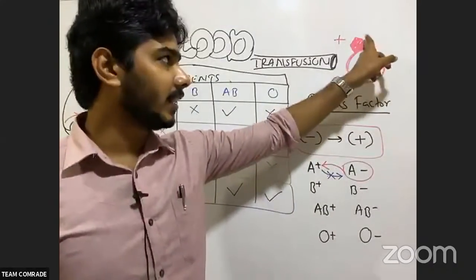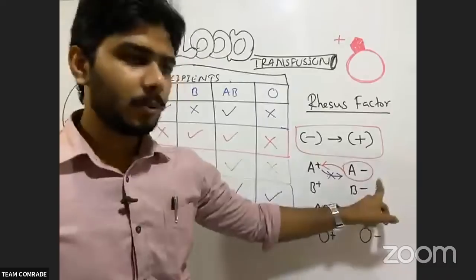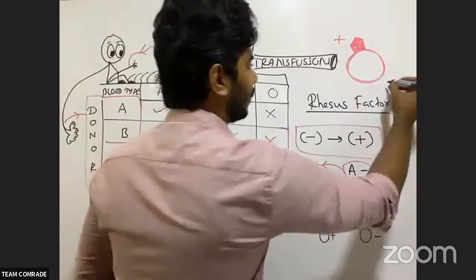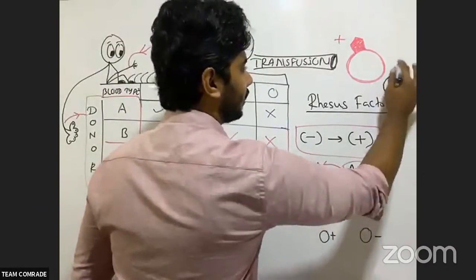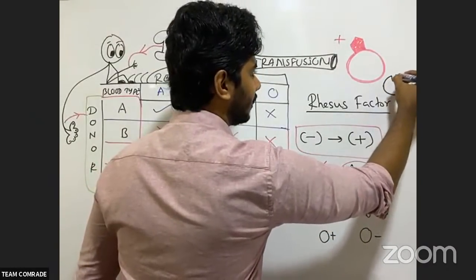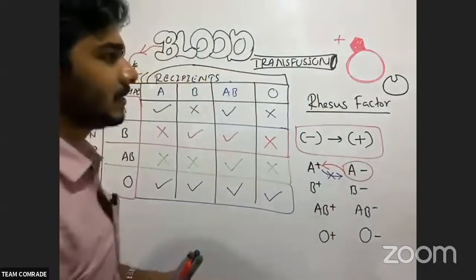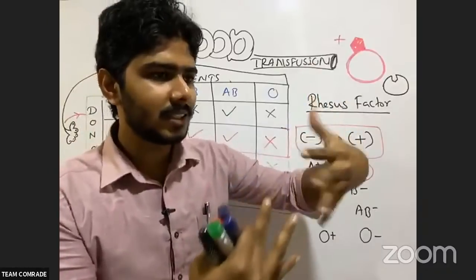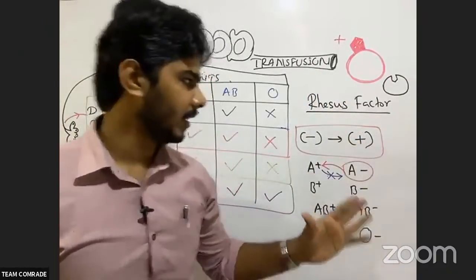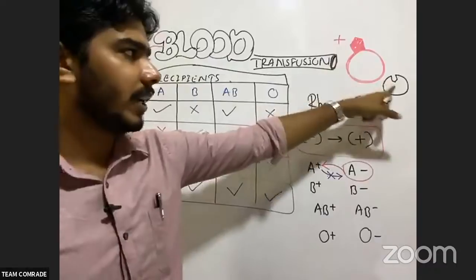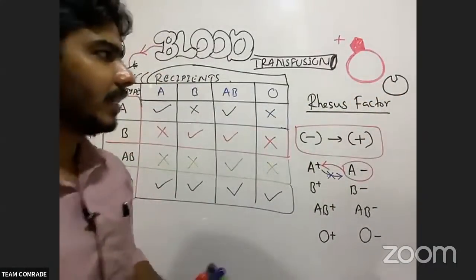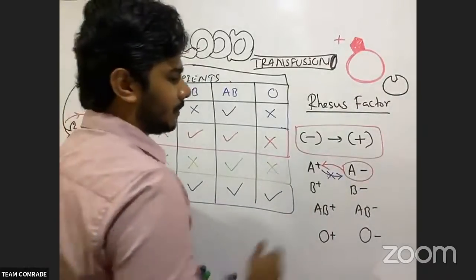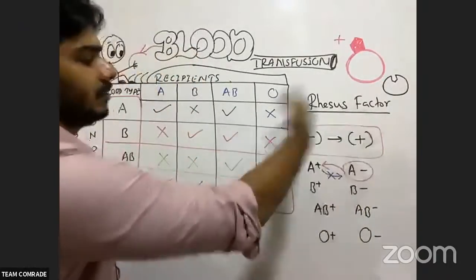When this is there, I can't give to a negative one. If I give to a negative one, the negative ones will have in their blood a design like this. Now what happens? When the same kind of designs join with each other, they will clump. Therefore positives we can't give to the negative ones. Actually negatives don't have one, so we can't give. But for negatives, we can give them.